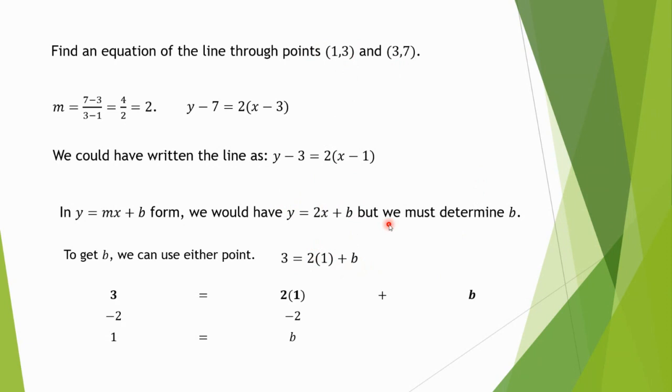We have 3 is 2 times 1, plus b. And 2 times 1, of course, is 2. So we just solve for b. We want b all alone, so we subtract 2 from each side. We get 1. And b now is alone, so b is 1. So we have y equals 2x plus b, but we got b is 1, so this is our line. So the slope is 2, meaning the rate of change is 2.